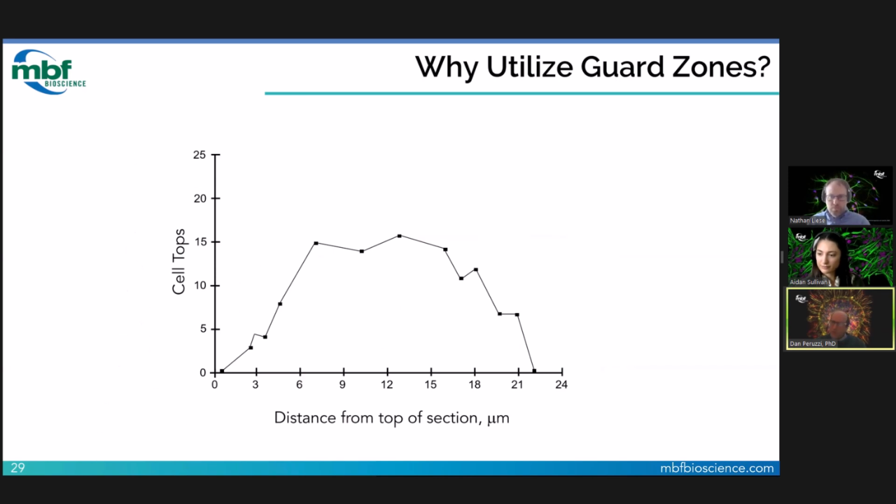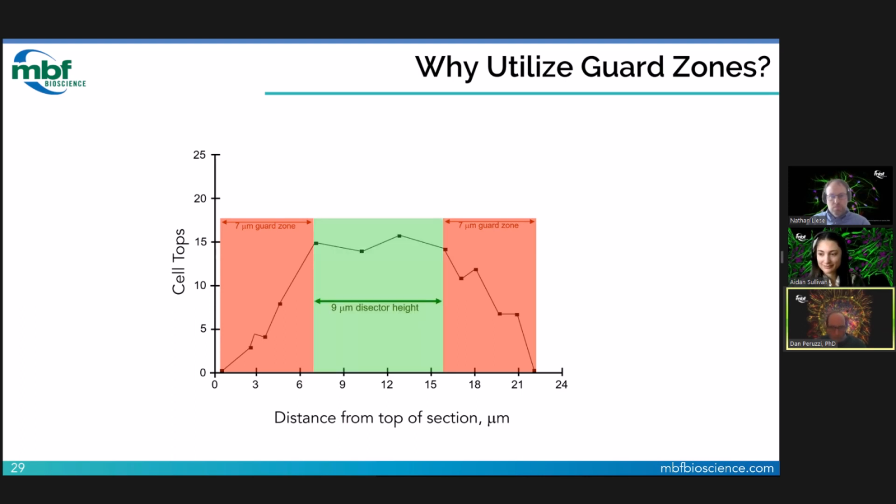And we can tell there's something strange going on at the top and the bottom of the section. And it's happening for a pretty long, 7 microns on each side. That really cuts into our available tissue, so that we can only have a dissector in the middle of 9 microns. So that's one type of artifact that we can see.